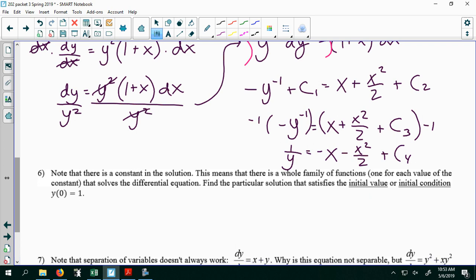So I'm one step away here. If 1 over y is the right-hand side, how do I get y? Just flip it. Yeah, take the reciprocal. You could also think of it as you multiply both sides by y and then divide by what's currently on the right-hand side. So my final solution is going to be y equals 1 over negative x minus x squared over 2 plus c. Once I'm done, I'm just going to call my arbitrary constant c.